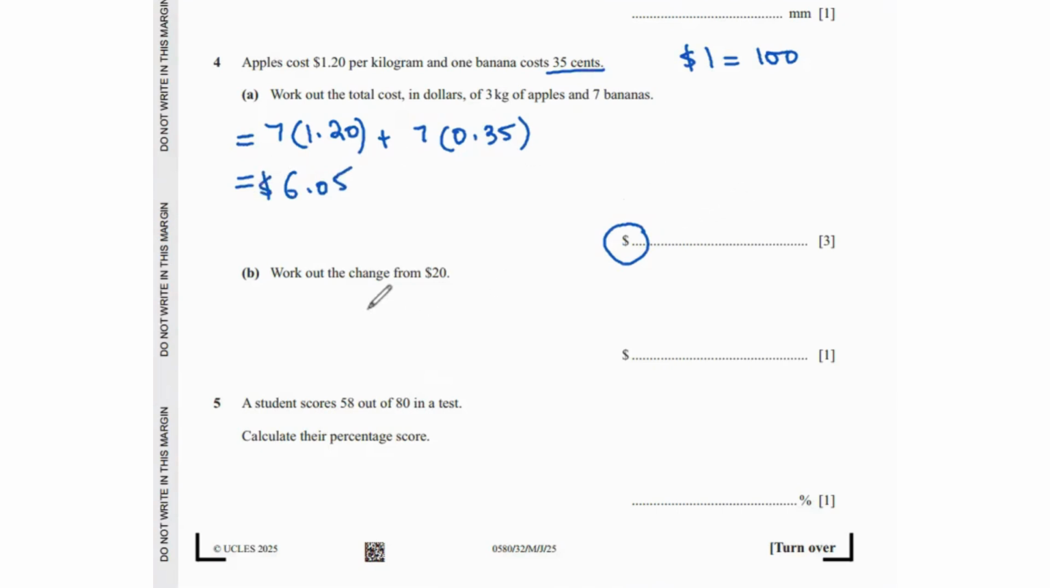$6.05. Then work out the change from $20. So just subtract 6.05 from 20. And that's going to give you $13.95.